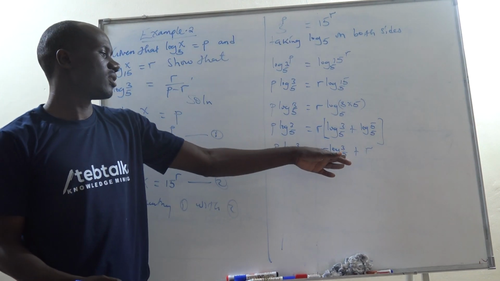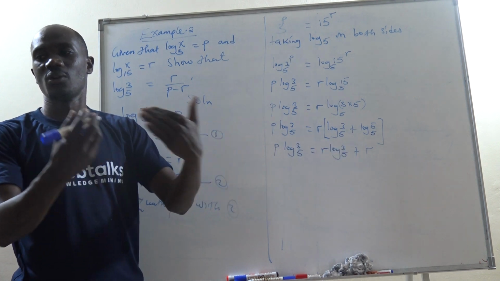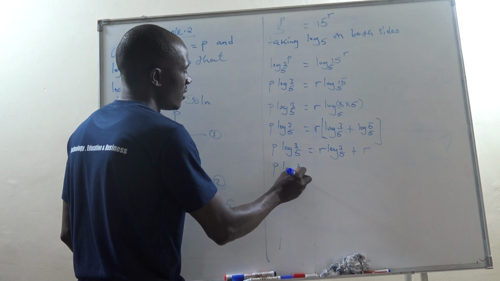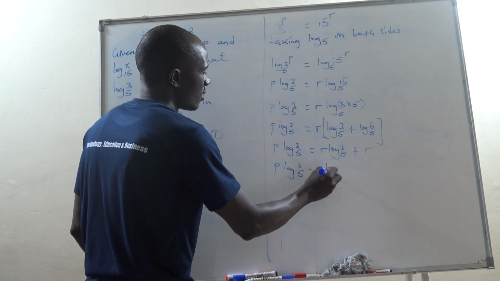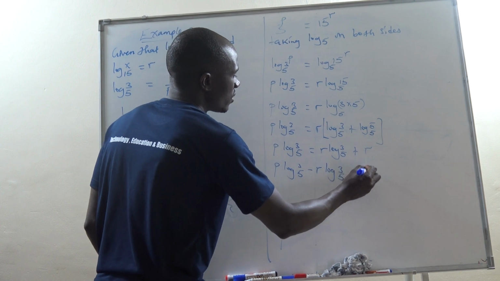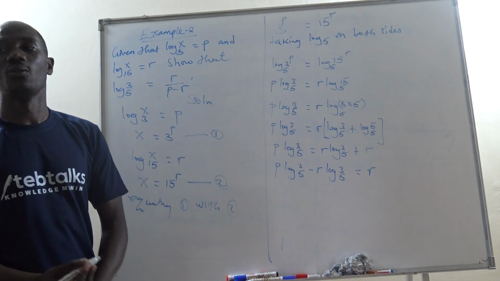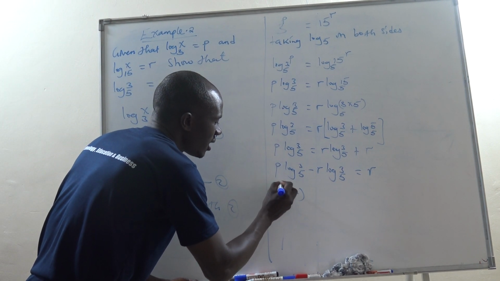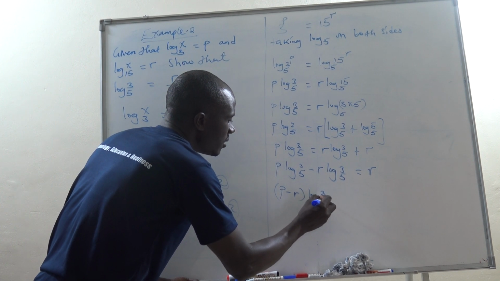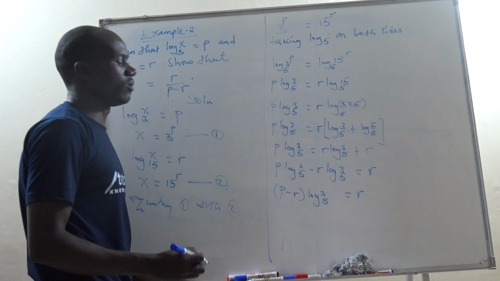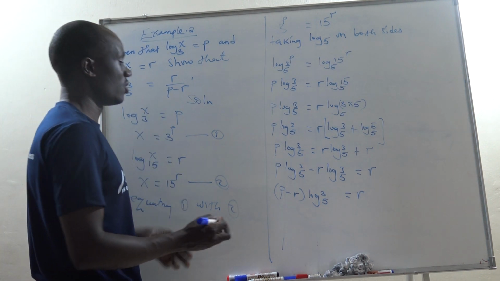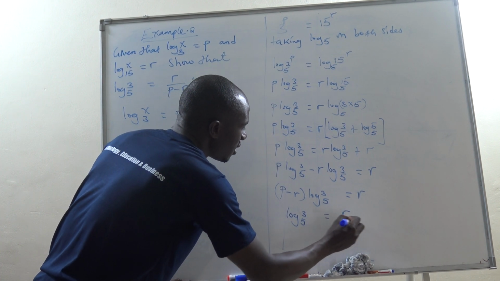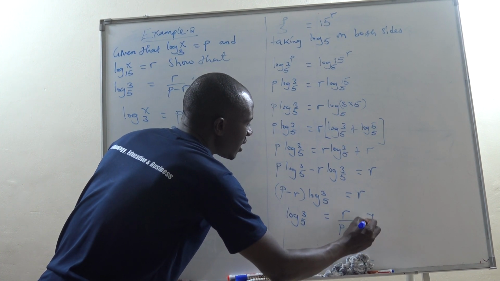Then you can see log of 3 base 5, log of 3 base 5, they are related. We collect like terms. So this becomes p log of 3 base 5 minus r log of 3 base 5 equals r. What is common here is log of 3 to base 5. So what am I remaining with? I'm remaining with p minus r times log 3 base 5 equals r. So can we make log of 3 base 5 as in the question? Log 3 base 5 is the same as r out of p minus r, as required.